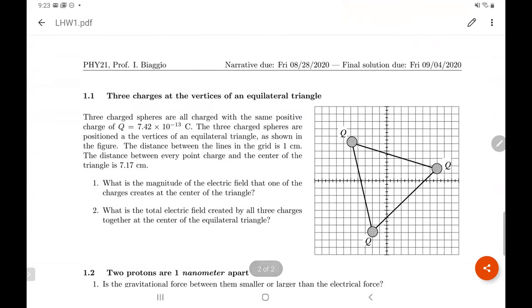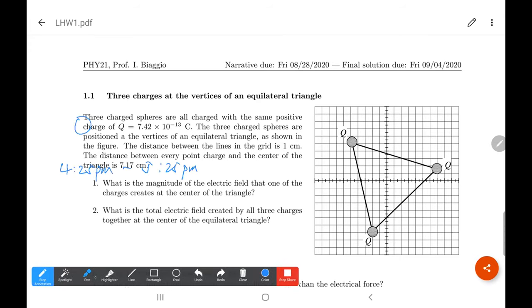and they cannot use the values and add them directly. So for example, there are three charges. Let me read the description. There are three charges at the vertices of an equilateral triangle, and the distance from the center to each charge is the same, 7.17 centimeters, and the value of each charge is this one. We are going to calculate the magnitude of the electric field generated by one of the charges.